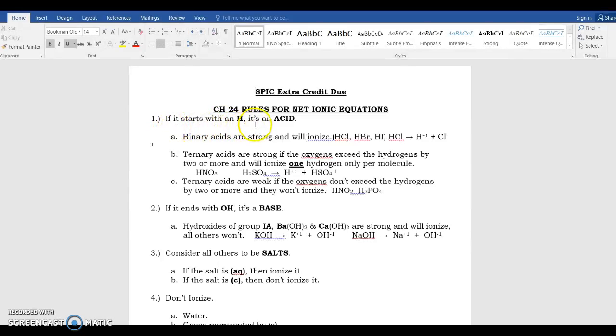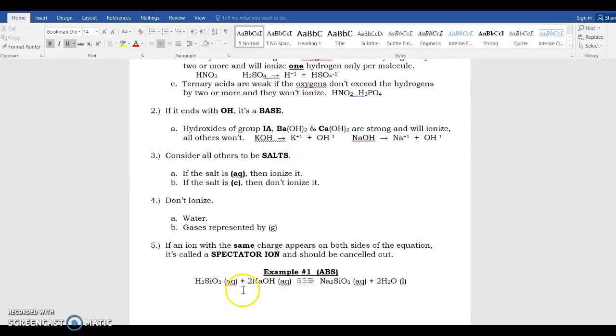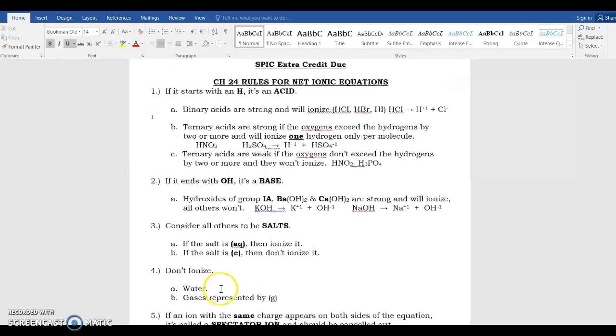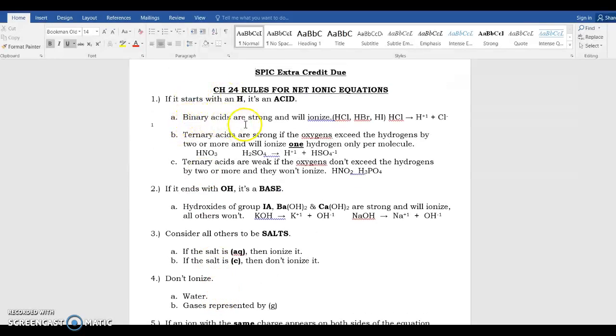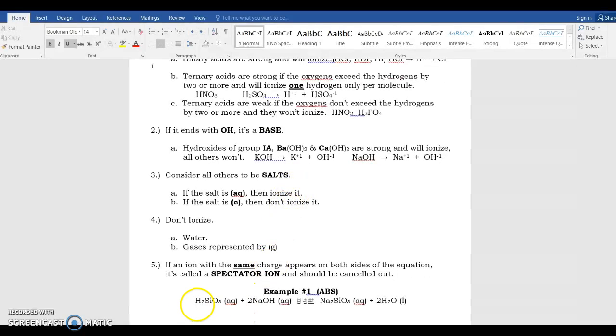It says if it starts with an H, it's an acid. So any species that you have, like for example this example 1, it has an H in it. It's an acid. Okay, what else? Let's keep going. Binary acids are strong and will ionize. Is it a binary acid? I can see that it has more than 2 different elements. It has 3. So that tells me it's not a binary, it's a ternary.